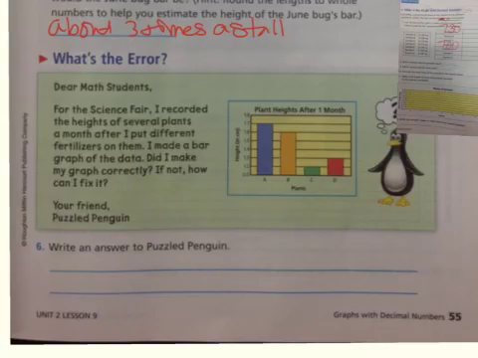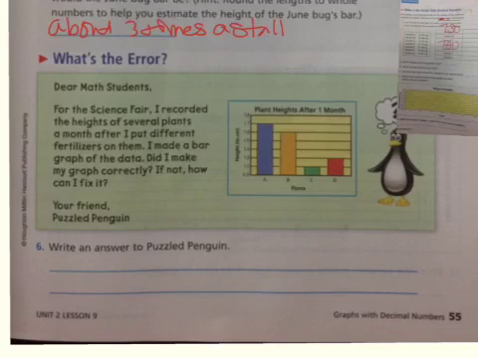So that takes us into our friend Puzzle Penguin, and we need to look at the mistake made. It says, Dear math students, for the science fair I recorded the heights of several plants. A month after I put different fertilizers on them, I made a bar graph of the data. Did I make my graph correctly? If not, how can I fix it?